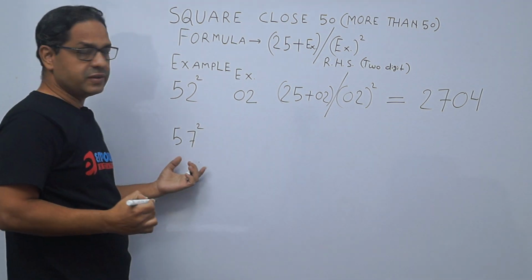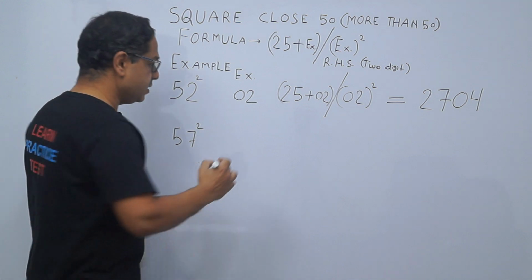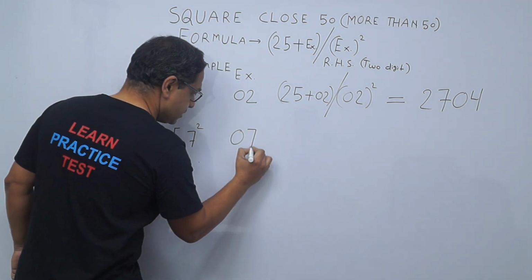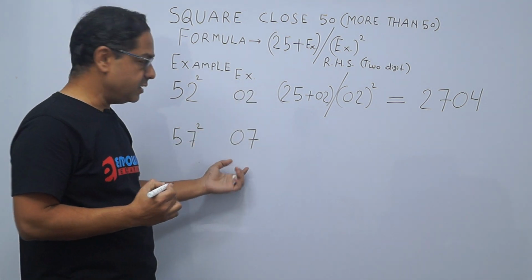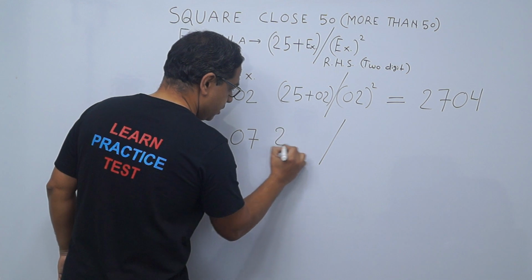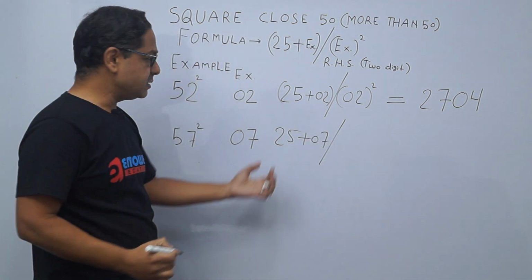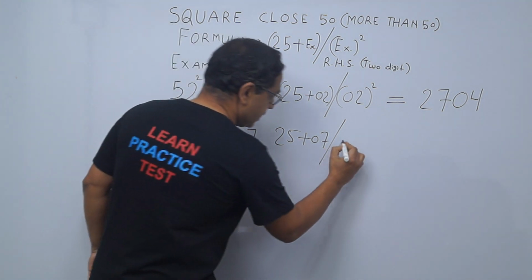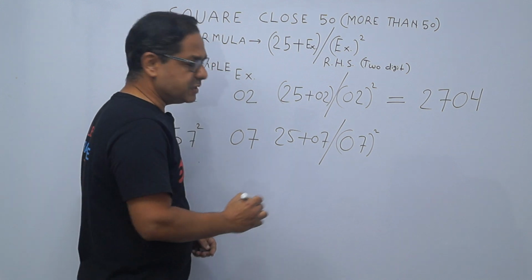Now let us take one more example, like 57. 57 is 7 more than 50. So here your excess is 7. For the left hand part of the answer we write 25 plus 7. On the right side we write 7 square.